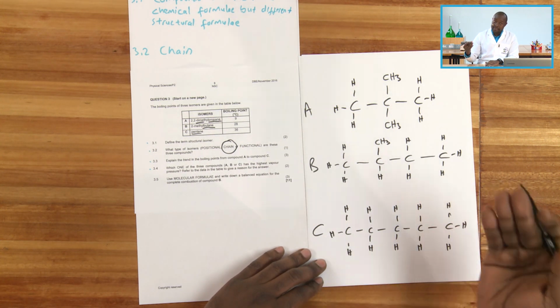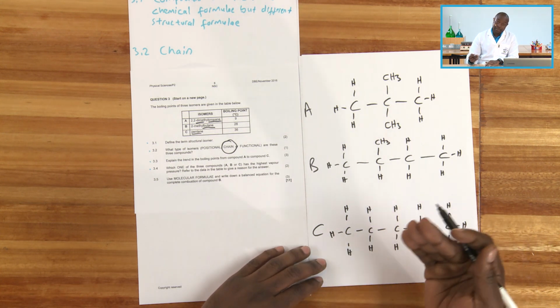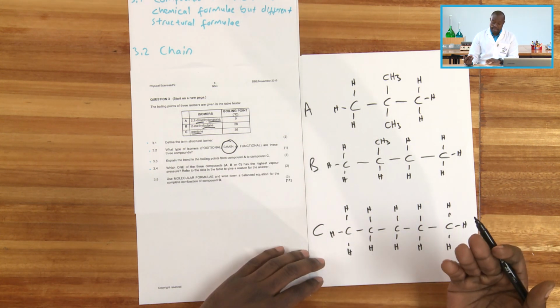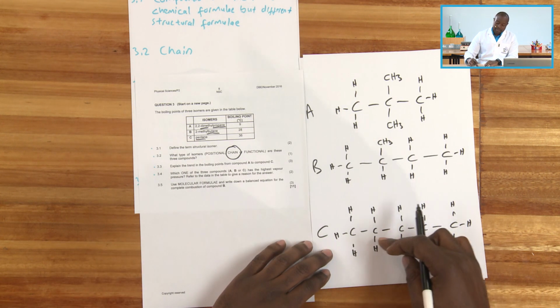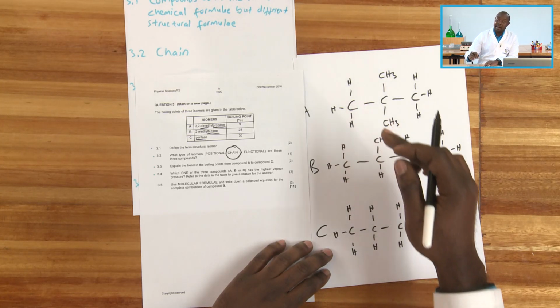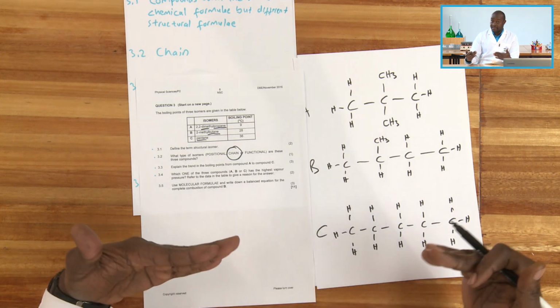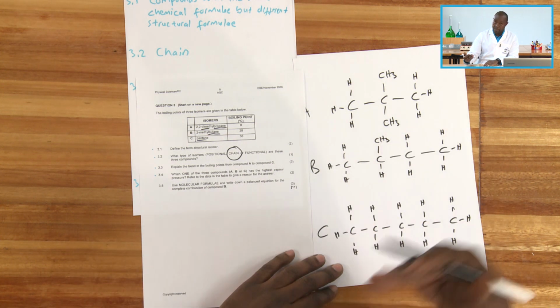And because of that, it produces stronger intermolecular forces, and because of that, it produces a higher boiling point. And as we go from C to B to A, we are reducing the surface area. They are becoming less and less straight, so they're becoming more and more branched.